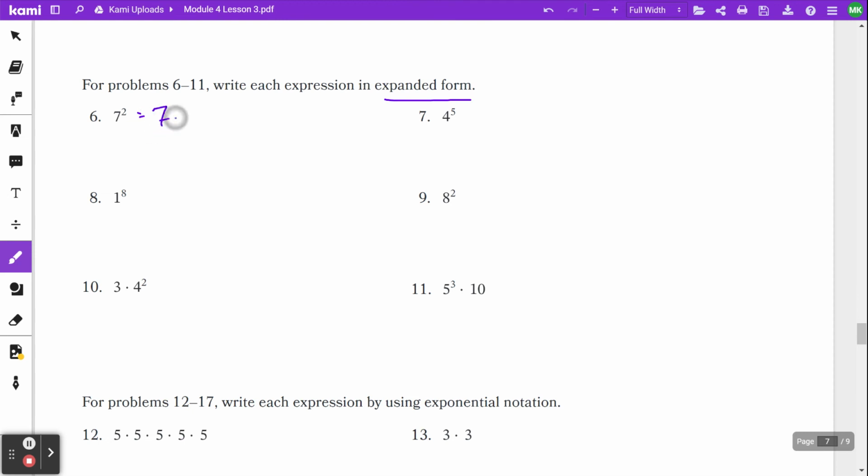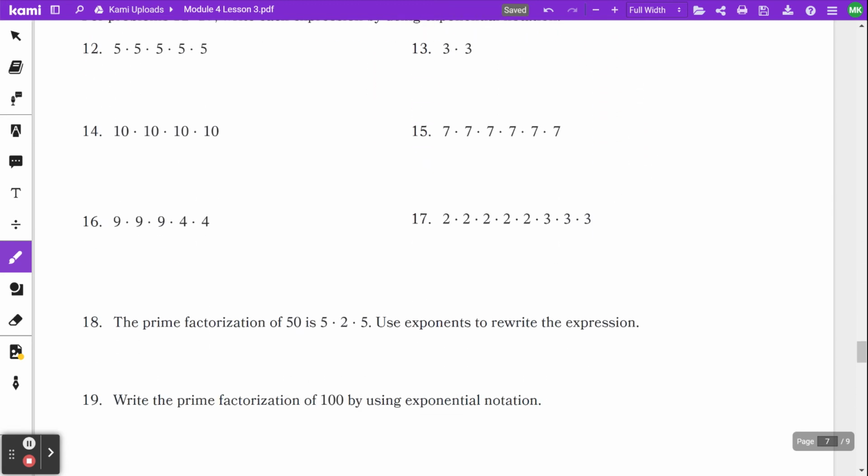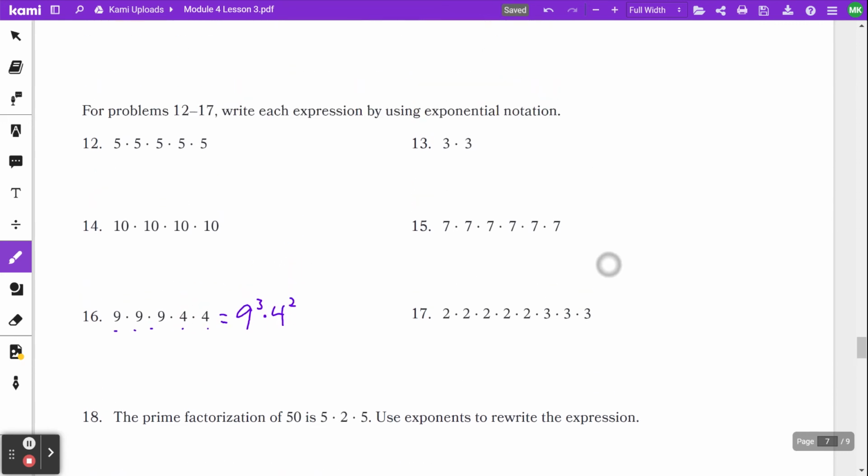So that's 7 listed as a factor twice, and so on. This one's kind of fun: 5 listed as a factor 3 times, times 10. So it just goes right on the tail end like that. And this one here is kind of fun. Here's 9 as a factor 3 times, times 4 as a factor twice. And that's basically it.